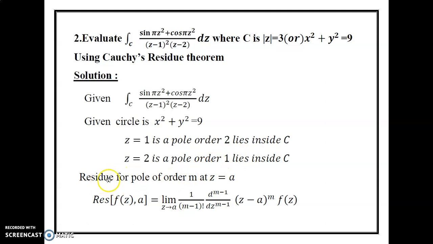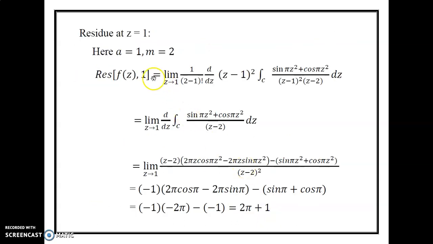First, find the residue of the function at z equal to 1. Z equal to 1 is a pole of order 2, that is, a multiple pole. We know the multiple pole formula: residue of f(z) at a is equal to limit as z tends to a of 1 divided by (m minus 1) factorial into d^(m-1) divided by dz^(m-1) of (z minus a)^m into f(z). Residue at the point z equal to 1: here a equal to 1, m equal to 2. Substituting in the above formula, we get this value.